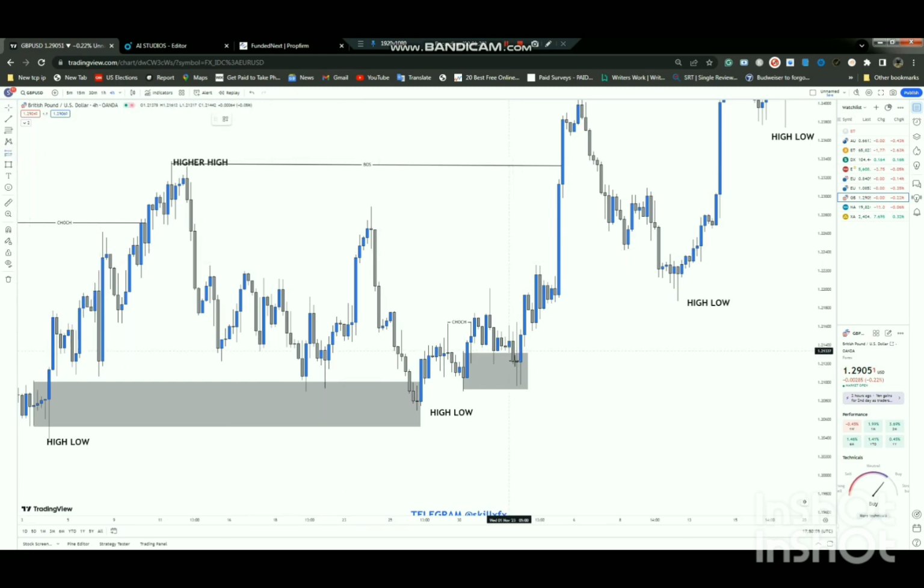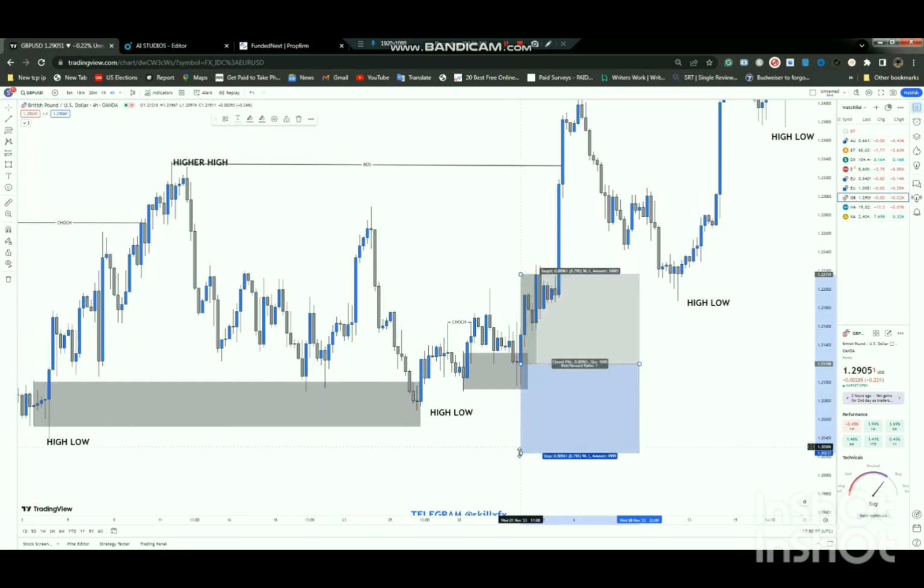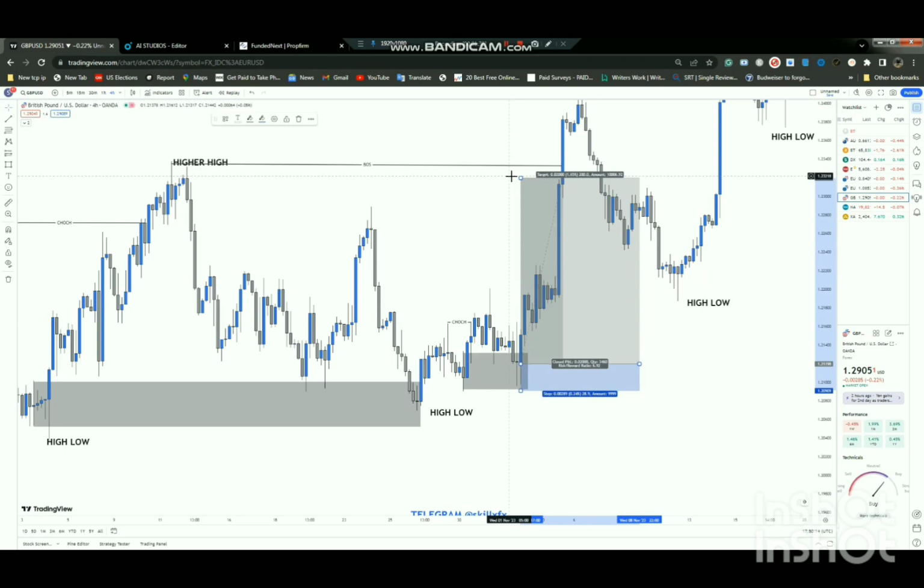So if you target up here, someone would have entered from here, with the stop loss near there, and then targeted the last high. You see how money is made, guys.